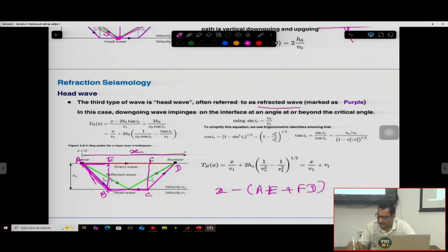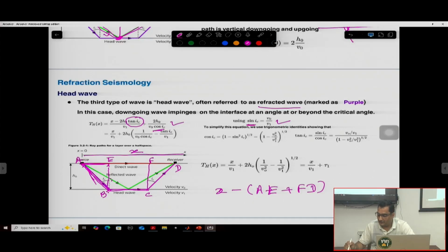So I think it is easy to understand. So total travel time for the head wave will look something like this. You can use Snell's law for the critically refracted wave, that is sin IC is equal to V0 by V1, and then you can find out the value of cos IC from this, and you can also calculate the value of tan IC from the same formula of Snell's law.